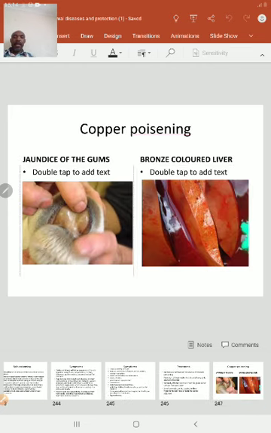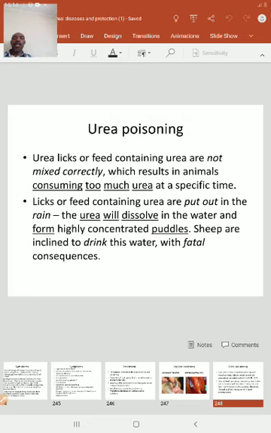We have urea poisoning. How does it happen? Licks containing urea, if they are not mixed correctly, may result in animals consuming too much urea at a specific time, and then it will kill them. Or licks containing urea are left out in the rain, and the urea will dissolve in the water and form highly concentrated puddles. Once the animals drink this water, they will die.